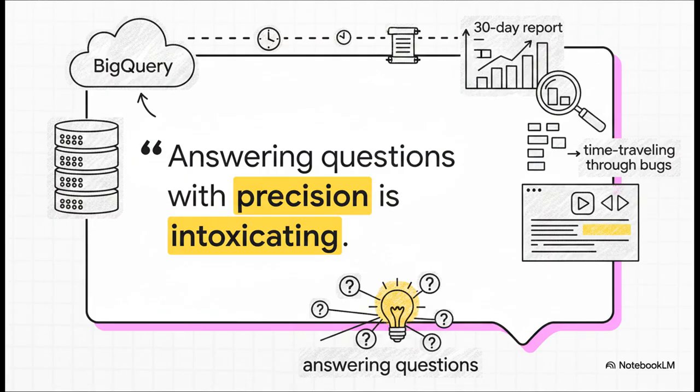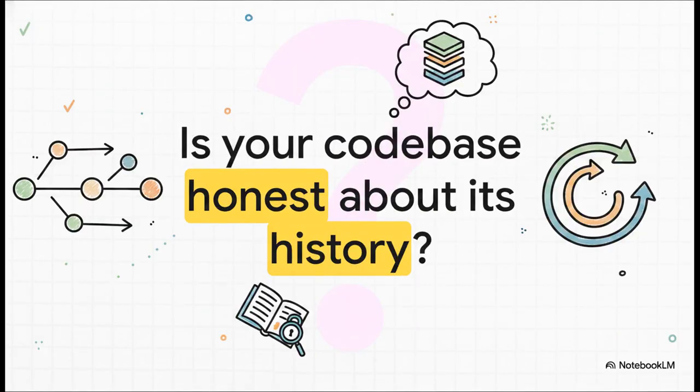When his boss asked for a 30-day report, he wrote a quick script against the event store and instantly had a populated 30-day chart. Being able to answer questions you didn't even know you'd be asked, or time traveling through bugs to find the exact event that caused a crash, as Chris says, it's intoxicating. It completely changes the kinds of questions you are even allowed to ask about your own application.